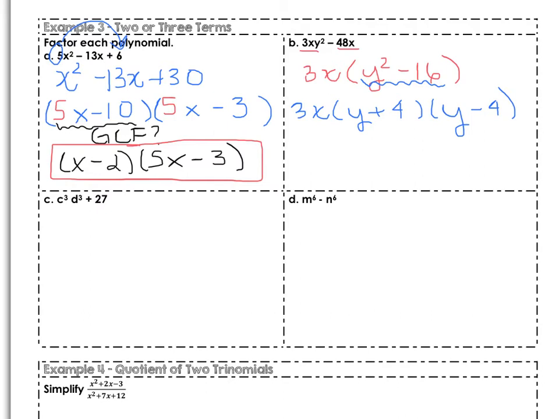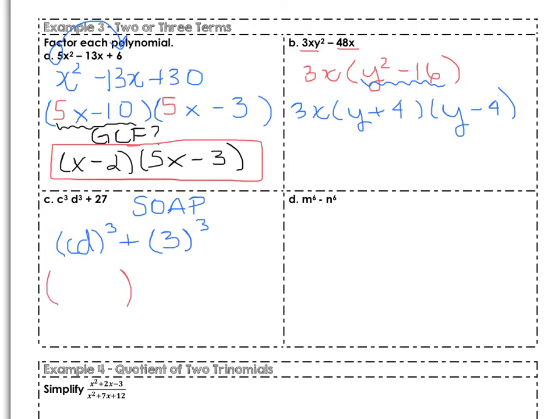Looking at C, we have the expression c cubed d cubed plus 27. This expression is the sum of two cubes. And the sum of two cubes is going to follow an expression called SOAP. Okay? And I always like to ask myself, what's really being cubed to produce this expression here? Well, the first term, c cubed d cubed, that's really just cd being cubed. The second guy, to produce a 27, well, that's going to be 3 to the third power here, okay?